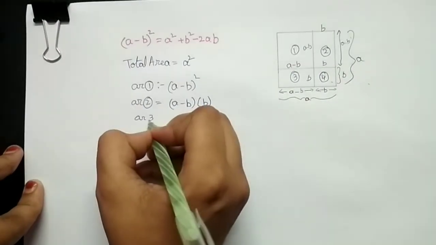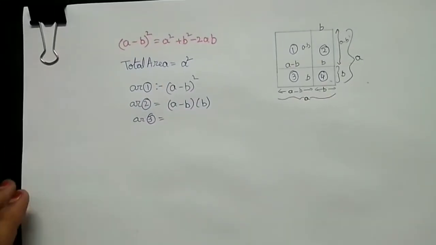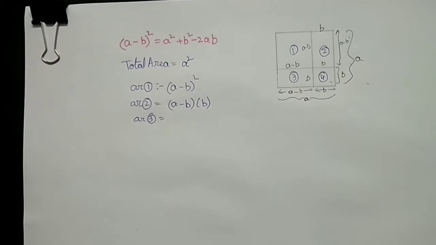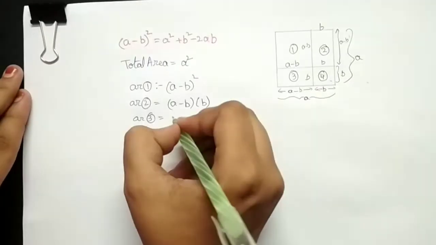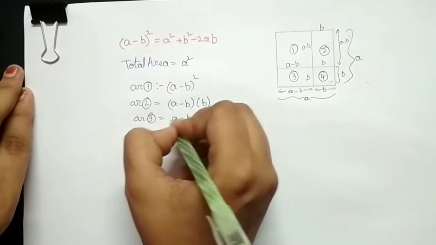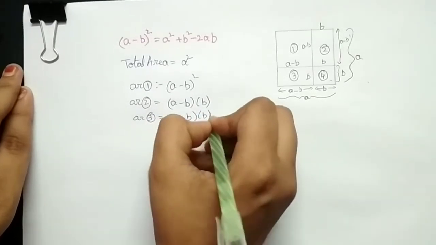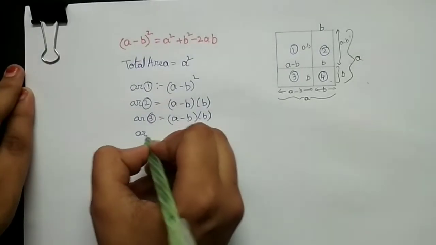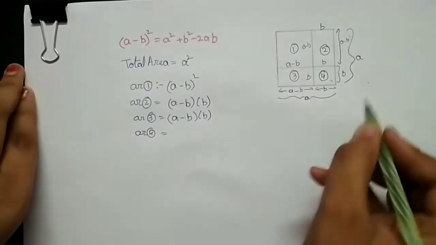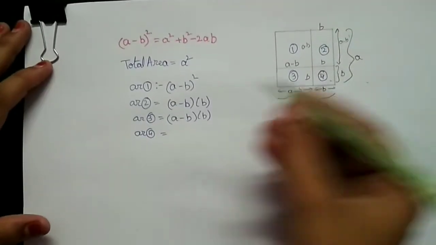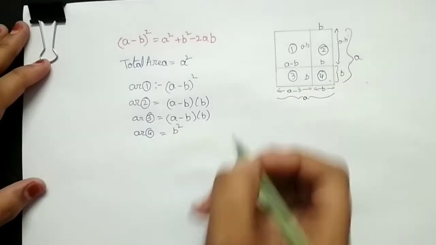And area of the third one is also a rectangle with A minus B length and B breadth. That will be (A minus B) into B. And area of the fourth one will be a square of side B, so it will be B square.